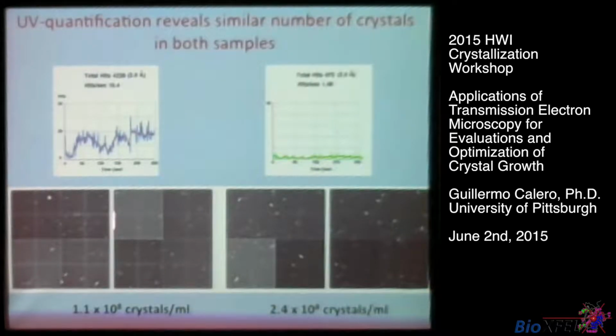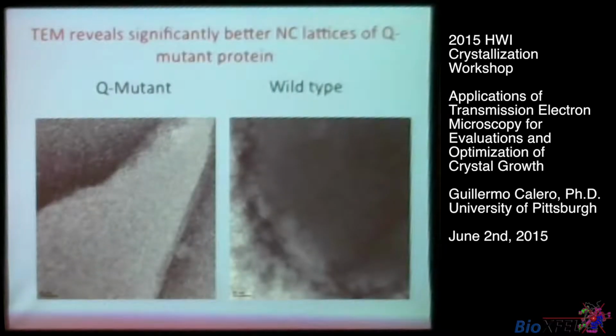You can see that the end result of this experiment was that basically both samples had the same number of crystals per mil. This was 1.1 times 10 to the 8, and it was 2.4 times 10 to the 8. So indeed, this actually had a little bit more, but this is not significant for the CXI setup. So we were wondering, okay, the number of crystals is the same, protein is the same, what's going on? So we then used TEM to look at them, and we saw that the Q lattice for some reason looked at a much better order than the wild type lattice.